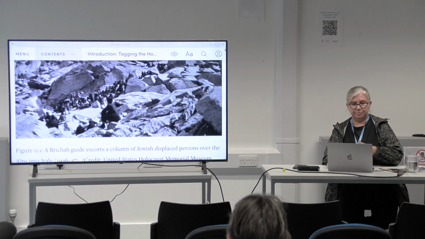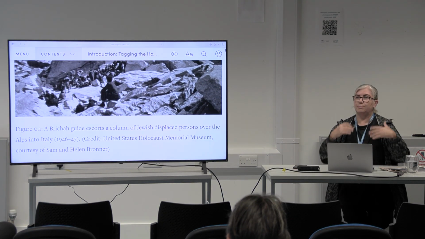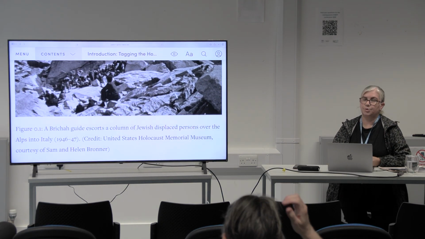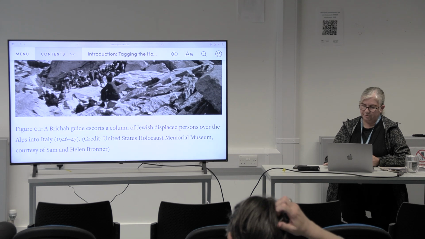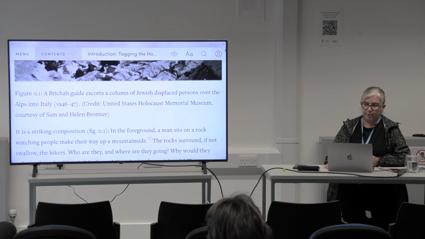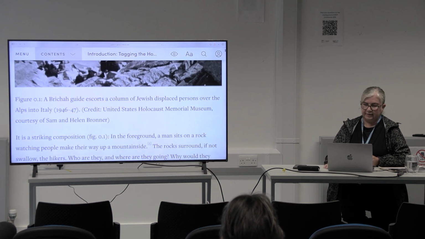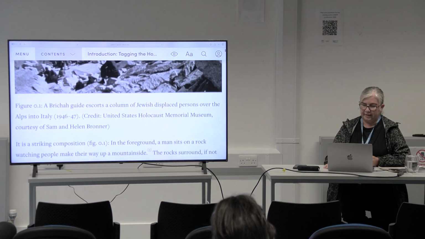And so I start off with the Bricha, the movement of Jewish refugees, or the so-called illegal movement of Jewish refugees. I start off with this moment and I work back. All of the footnotes are there and integrated.